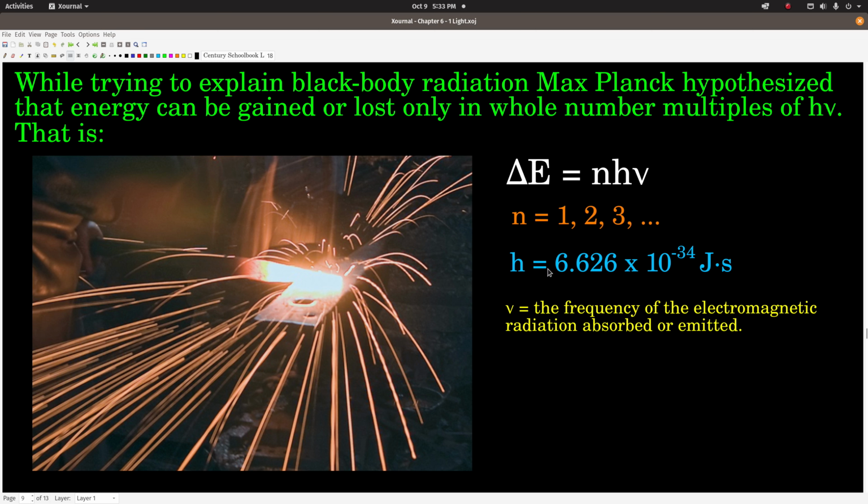Now h was a constant that was named after him because he discovered it, Planck. This is called Planck's constant. It's 6.626 times 10 to the negative 34th joules second. So memorize that number. Remember that is a symbol. Nu is the frequency of the electromagnetic radiation that's being absorbed or emitted, and n is an integer. So this was a radical assumption. This was the beginning of quantization, which is the beginning of quantum mechanics. So that's what Planck did for us.